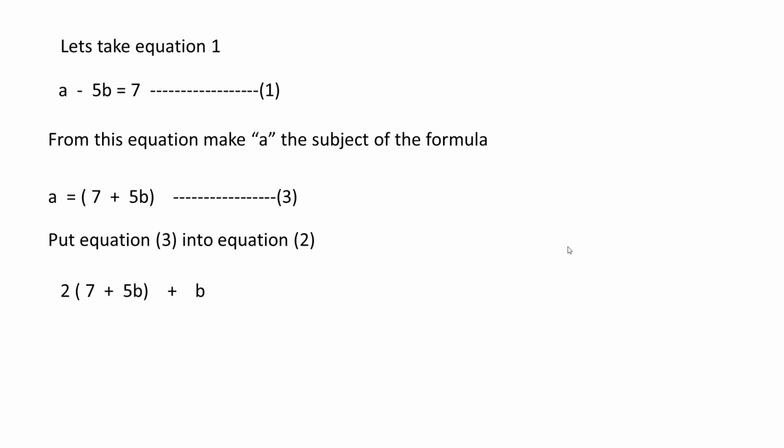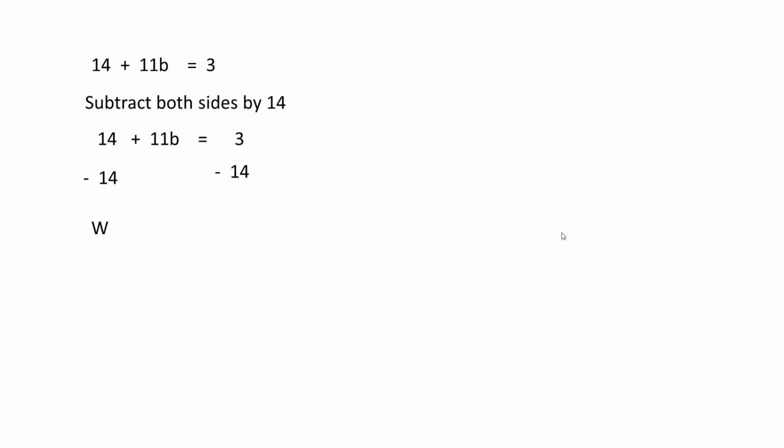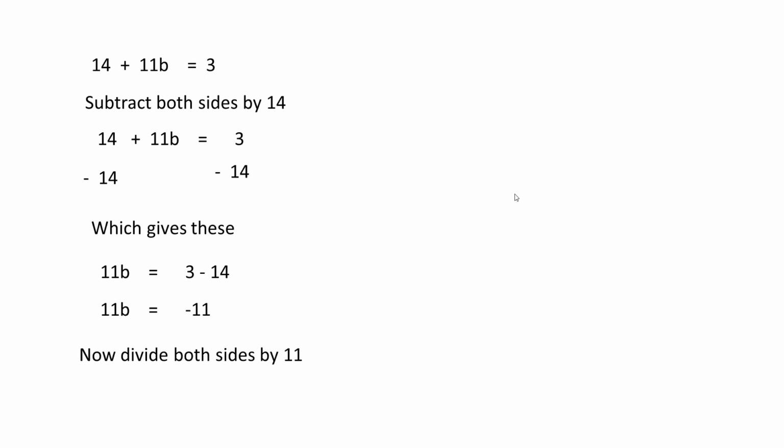2 open bracket 7 plus 5b close bracket plus b. This gives us 14 plus 10b plus b equals 3. 14 plus 11b equals 3. Let's subtract 14 from both sides like this, which gives 11b equals 3 minus 14. 11b equals minus 11.